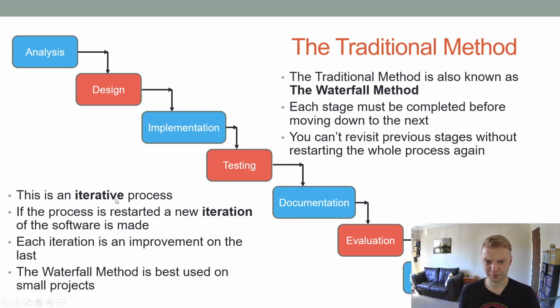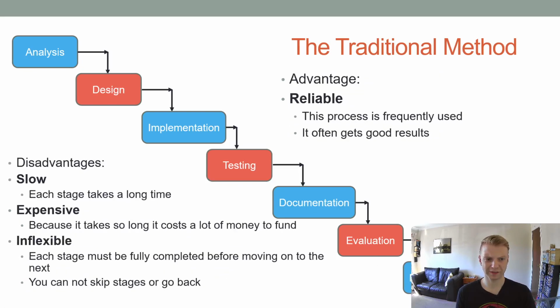This is an iterative process. Now what that means is you keep going through the process again and again, making it better each time. So each time you get a new iteration of something. You go through the seven stages, and then if you get to this bit normally, you find it's not good, then you will go back to the start and you make a new iteration. You make 2.0, then 3.0, and so on. Because it takes so long, and because you have to keep redoing the whole thing, it's best used on smaller projects.